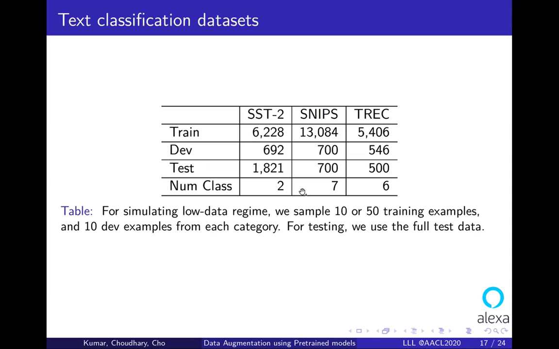Now, to evaluate data augmentation performance, we choose 3 different classification tasks. SST2, which is a binary classification task, and SNIPS and TREC, which are multi-class classification tasks. In SNIPS, we have 7 different categories, and it's an intent classification task. SST2 is a sentiment classification task, and in TREC, we have a question classification task, where we have 6 different question categories. For simulating a low data regime, we sample 10 or 50 training examples and 10 dev samples from each category. For testing, we use the full test data.